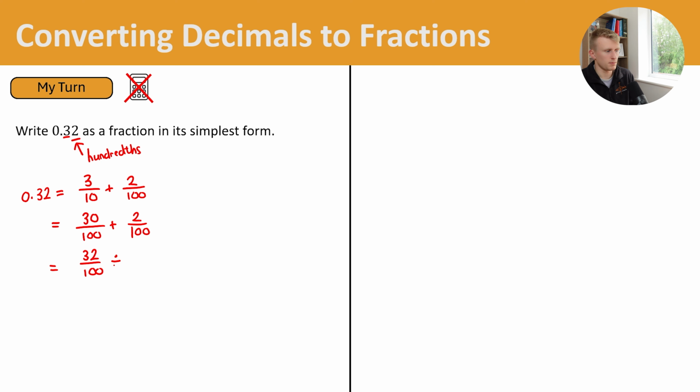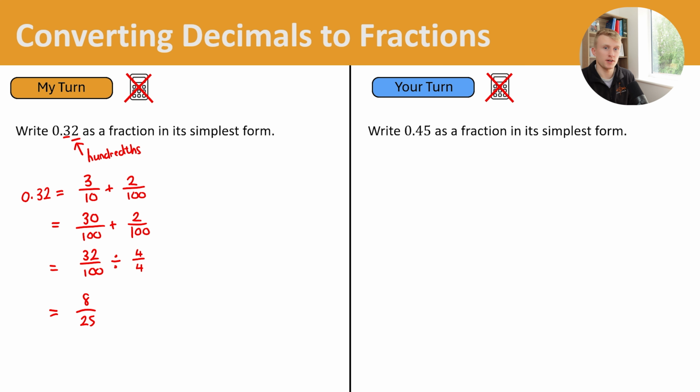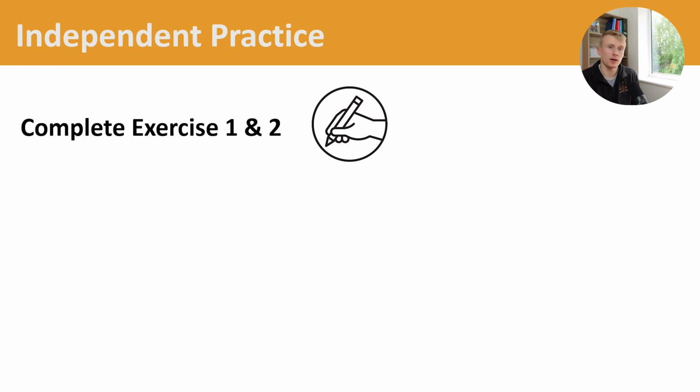At this point, we want to simplify our fraction. We'll divide through by the highest common factor. Both 32 and 100 are divisible by 4. I'll divide through by 4 over 4. 32 divided by 4 is 8, and 100 divided by 4 is 25. So my answer is 8/25. Pause the video and give this question a go. The answer to that question is now on your screen. If you're following along in our lesson booklets, you can now complete exercises 1 and 2.